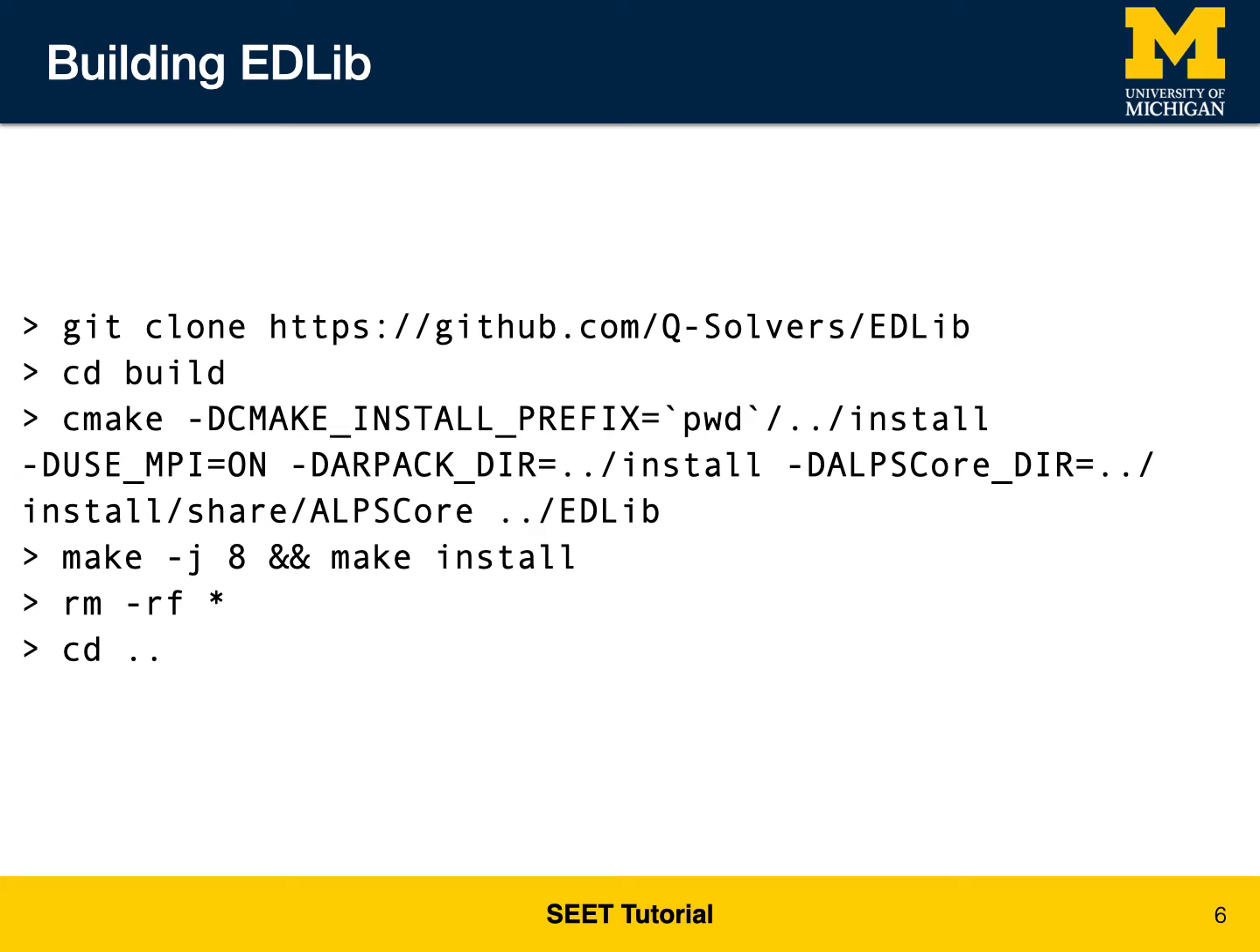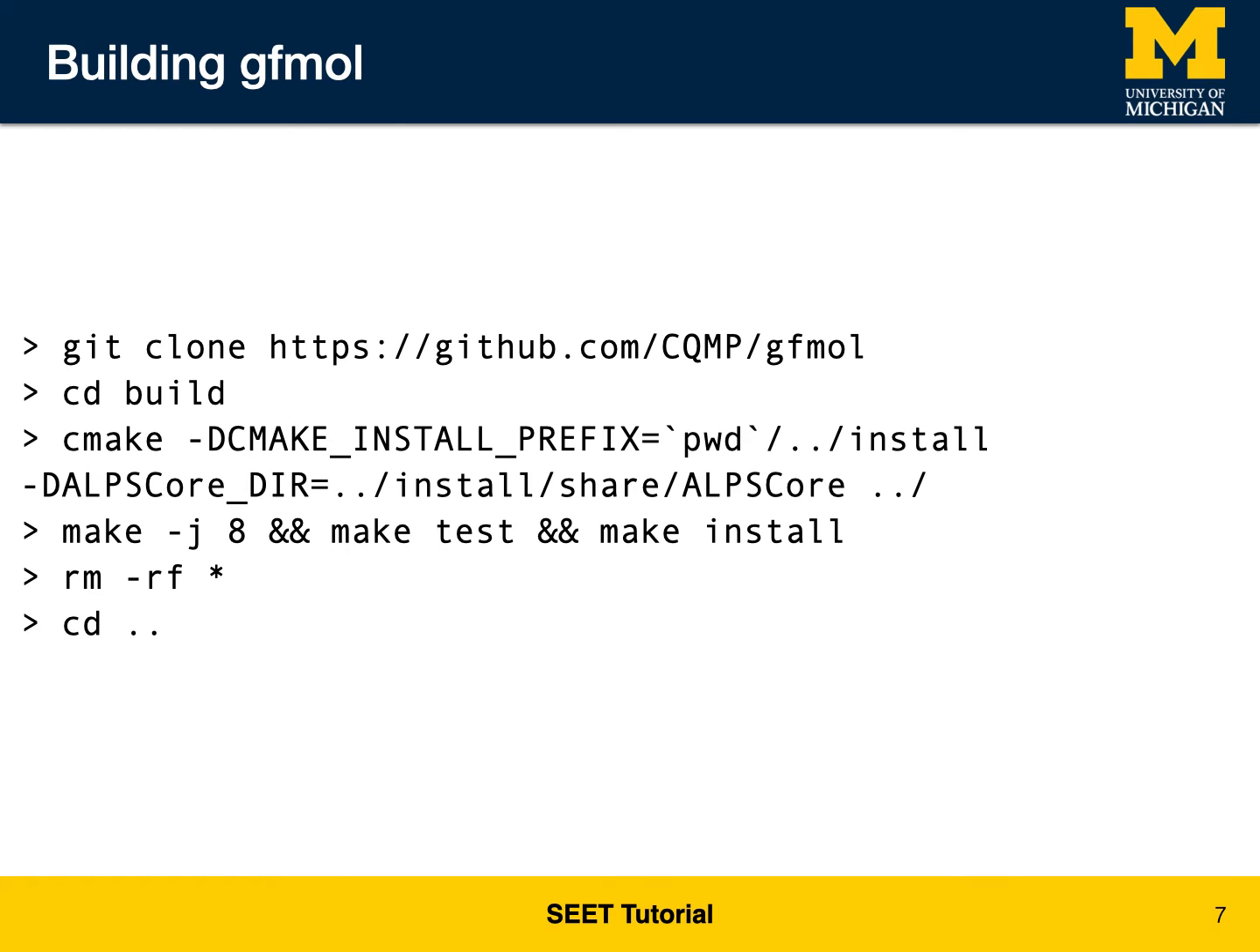So here you specify the CMake flag use MPI, you specify where you have RPACK installed, where you have ALPS installed, and then you specify the path to your EDLib source directory, you make it, you install it, and again you clean everything. And then you want to install GFMOL, so for GFMOL you do something similar. GFMOL depends only on ALPSCore, so you need only to specify ALPSCore, then you build it.